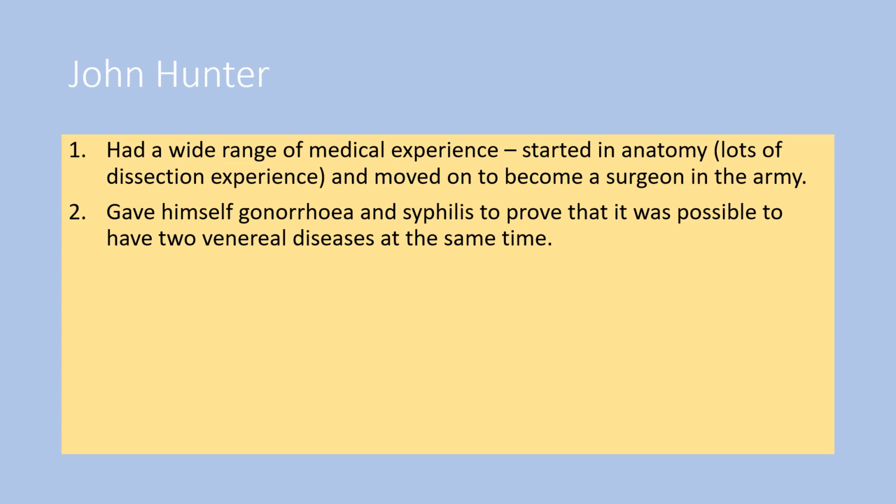John Hunter was a real pioneer when it came to medical research. And he was a bit of an oddball. He was a bit radical with his ideas. And I don't think anything really summarises it better than this fact right here. John Hunter wanted to be able to prove that it was possible to have two venereal diseases, two sexually transmitted diseases, at the same time. And to do that, he gives himself gonorrhea and syphilis to prove that he can have both, or that anyone can have both at the same time.